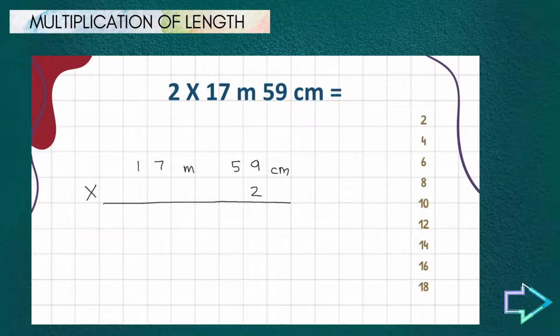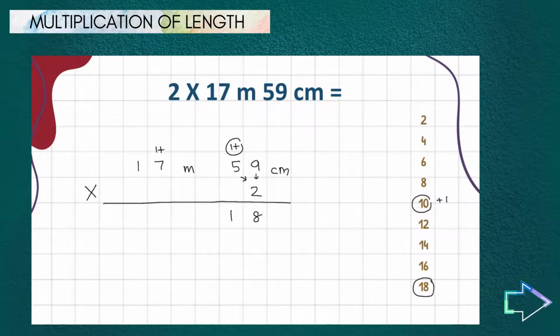So times the number from the right side, which is 9 times 2. 9 times 2 would be 18. So we need to write down 8 and bring up 1 above 5, 2 plus 8 later. Next one, 5 times 2 is equal to 10 plus the 1 at the top. 10 plus 1 equals 11. So write down 1 and bring up 1 above 7.